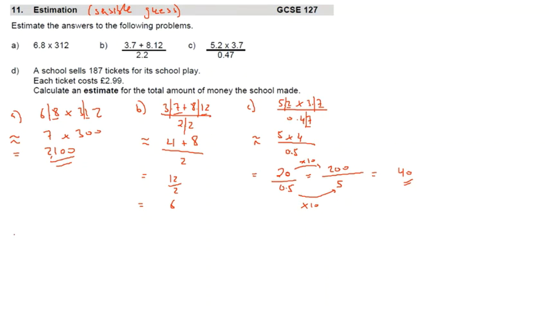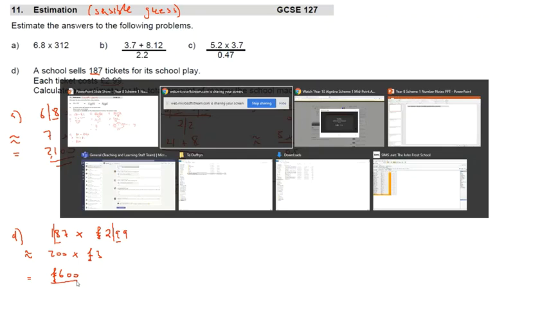And the last one now, question D. So a school sells 187 tickets for its play. Each ticket costs £3. Find an estimate for the total the school made. Well, if I want to do it properly, I would do 187 times £2.99. But I only want an estimate. So this is about 200. And this is about 3. And 200 times 3 is roughly £600.